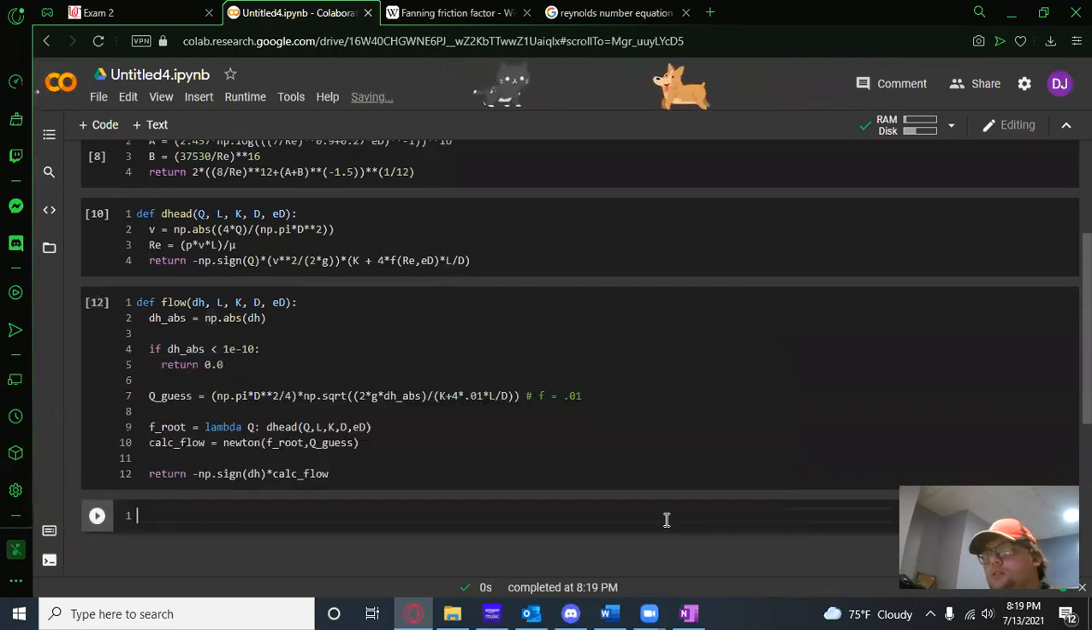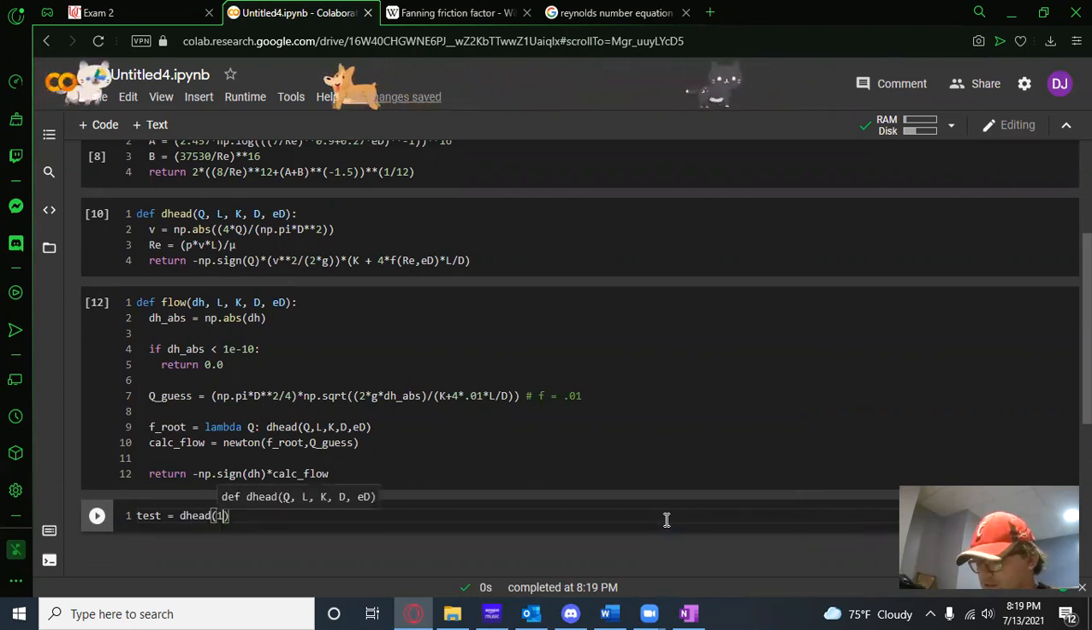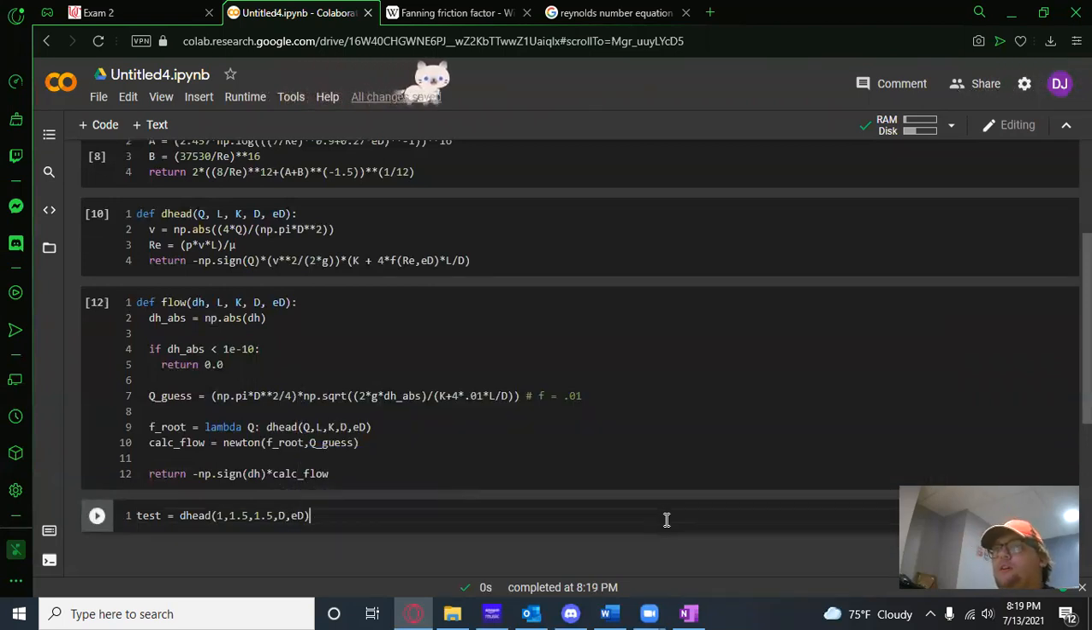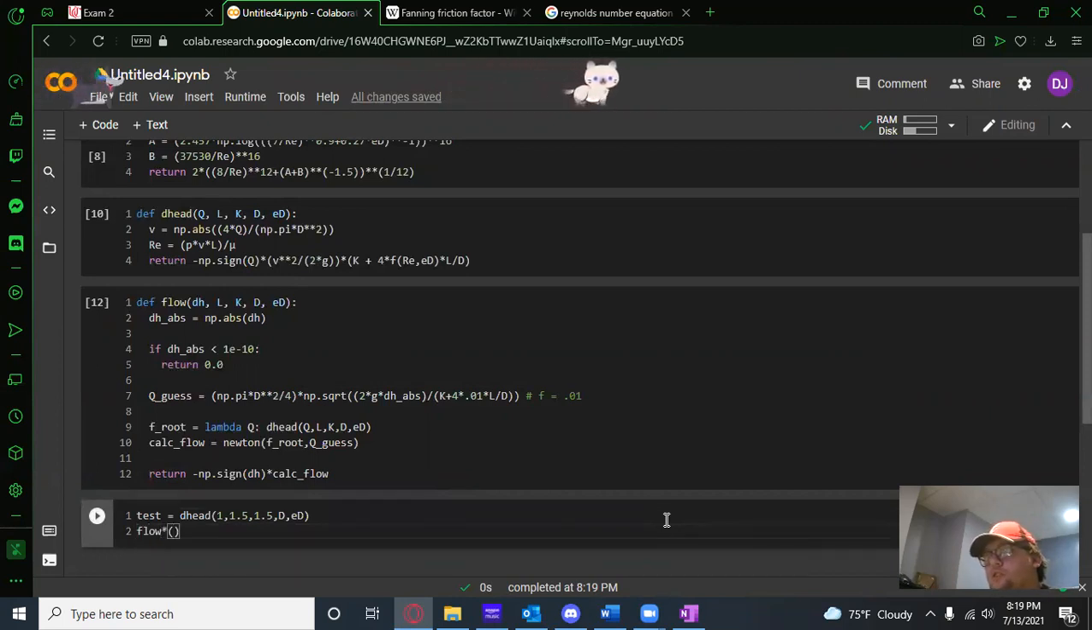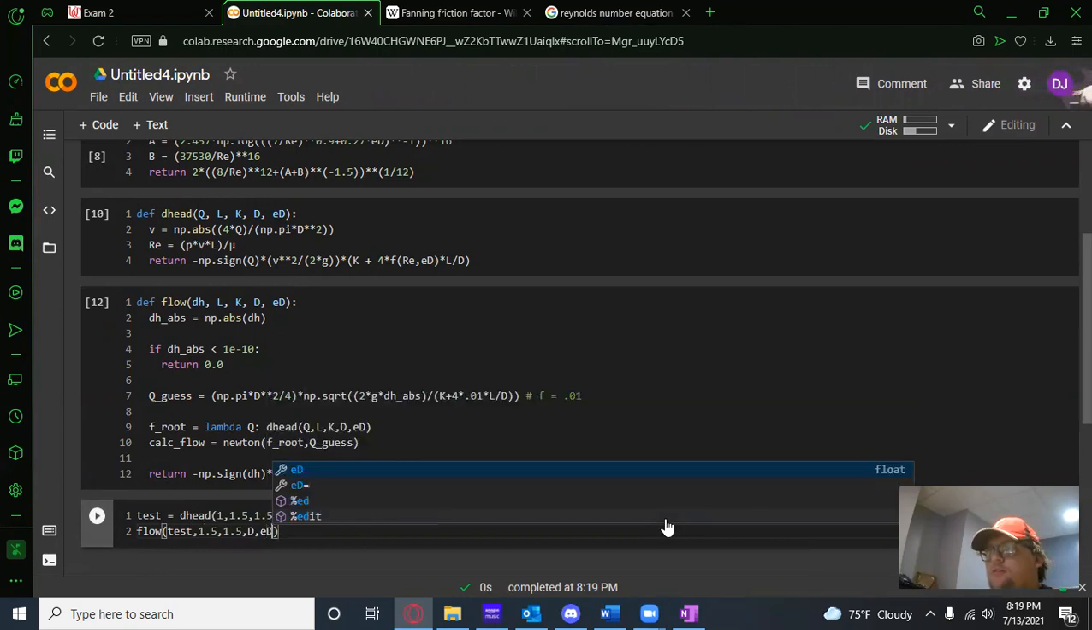Okay, so what I'm going to do is set a test variable equal to d head, where the flow rate is 1.5 d e. And what's going to happen here is with this test value, we are going to call our flow function and plug in test, our length 1.5, our k 1.5, d e.